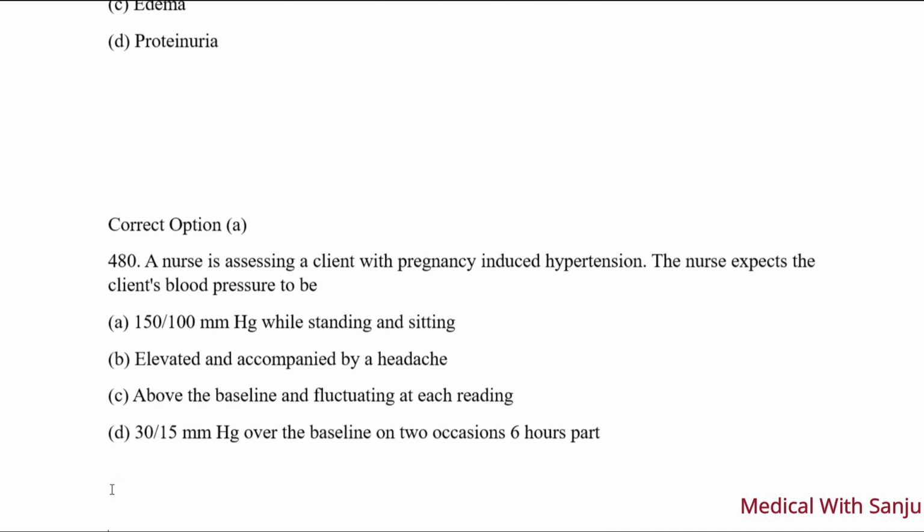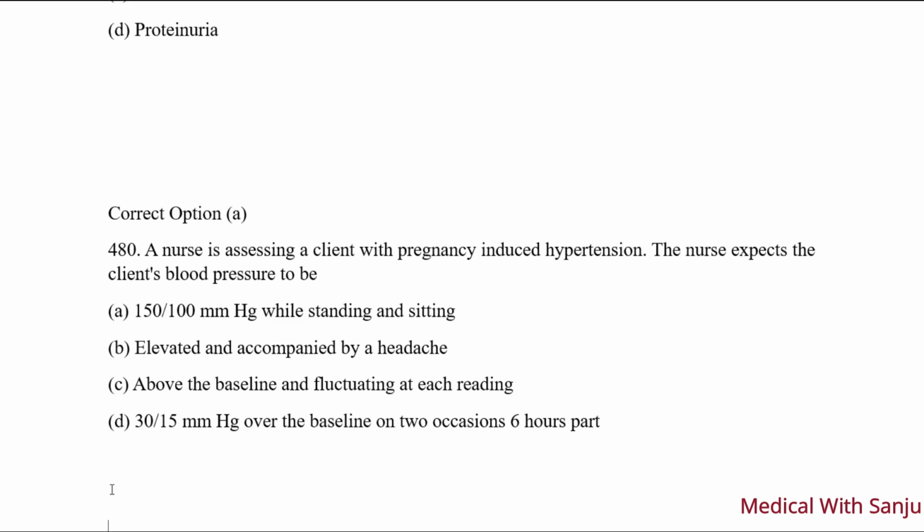Question number 480. A nurse is assessing a client with pregnancy-induced hypertension. The nurse expects the client's blood pressure to be option A 150 by 100 mmHg while standing and sitting. Option B elevated and accompanied by a headache. Option C above the baseline and fluctuating at each reading. And option D 30 by 15 mmHg over the baseline on two occasions 6 hours apart.